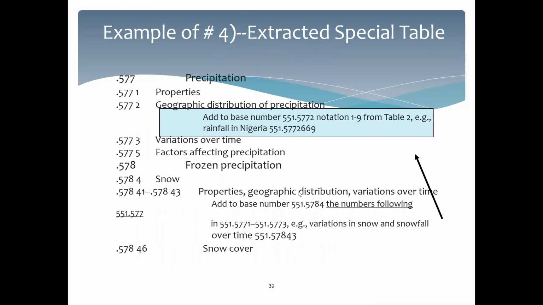So we have add to the base number 551.5772, the notation 1 through 9 from table 2. In other words, table 2, you remember, is places. So we are trying to get to rainfall in Nigeria, so we need to add something to our base call number for Nigeria. It actually tells you, as an example, that you can do that.